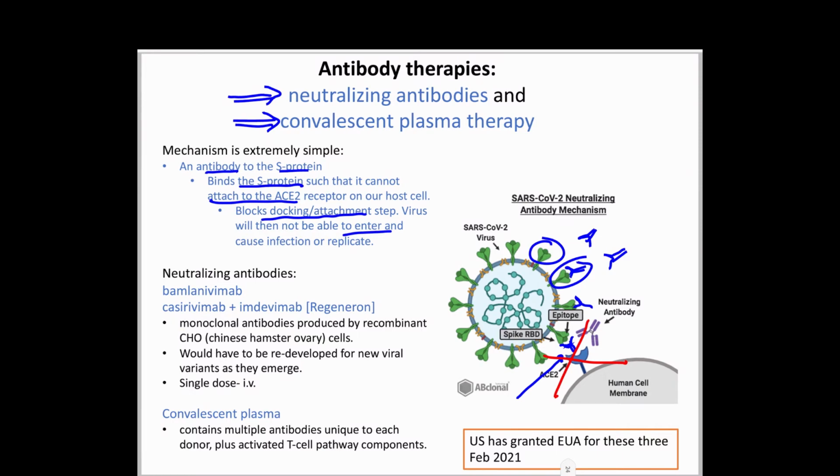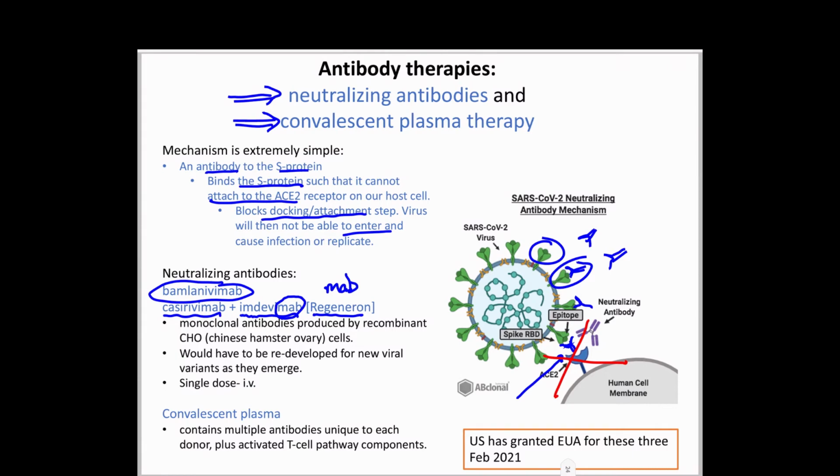So we have 2 neutralizing antibodies out there that have emergency use authorization, bamlanivimab, and one created by Regeneron, which is the company that created it, casirivimab and imdevimab. If you look at those names, remember what I've been telling you. Any drug that ends in mab means it's a monoclonal antibody. And monoclonal antibodies cannot be given orally because they'll be broken down in the stomach.